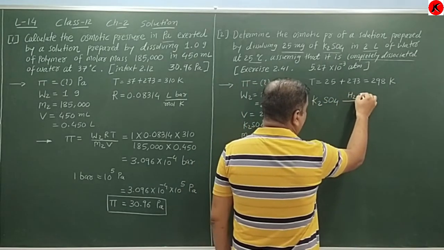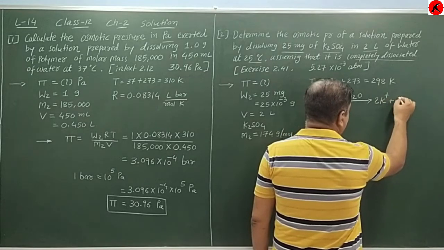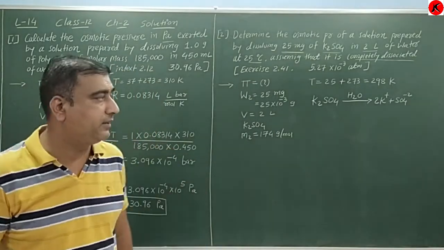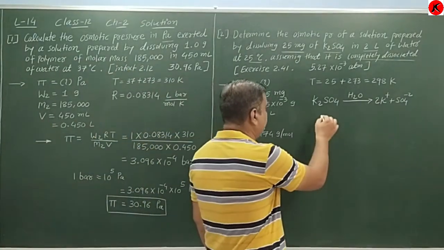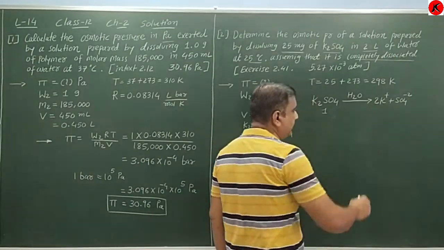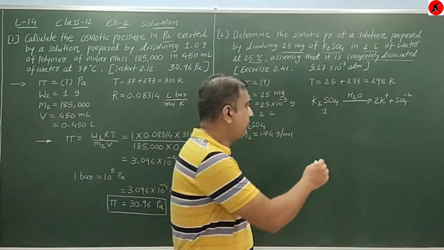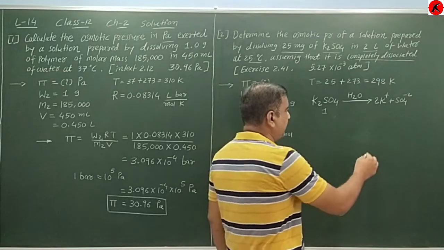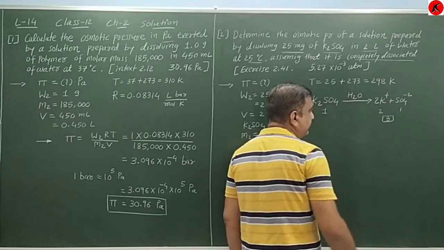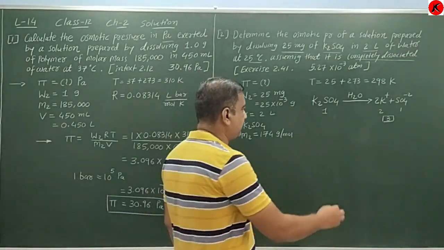That means when K2SO4 dissolves in water, it gives 2K+ and SO4 2-. That means it will produce 2 K+ ions and 1 SO4 2- ion. That means from 1 mole of K2SO4 it produces 2 particles of K+ and 1 particle of SO4 2-. Complete dissociation is given. That means this is 2 particles and this is 1, so total particles are 3. That means when K2SO4 is dissolved in water, 3 particles are produced.